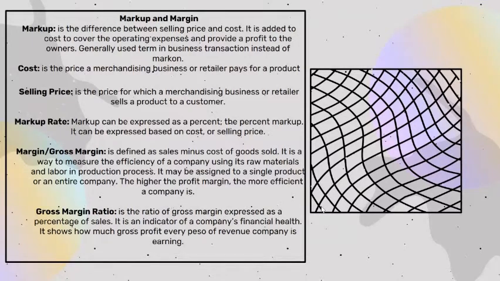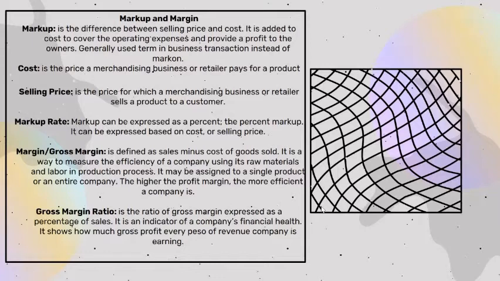On the other hand, margin or gross margin is defined as sales minus cost of goods sold. Gross margin is a way to measure the efficiency of a company using its raw materials and labor in production costs. It may be assigned to a single product or an entire company. So here, the higher the profit margin, the more efficient a company is.